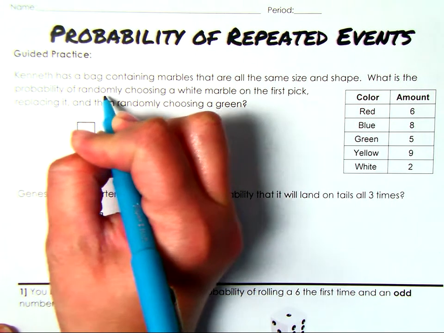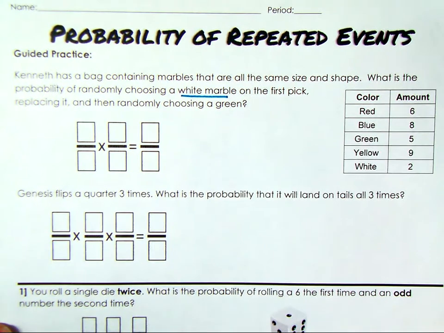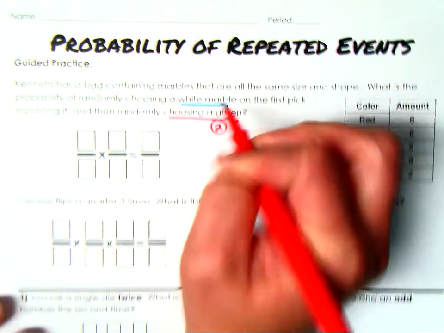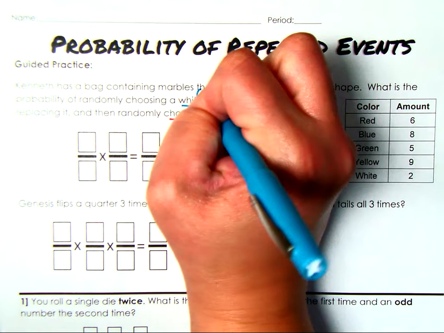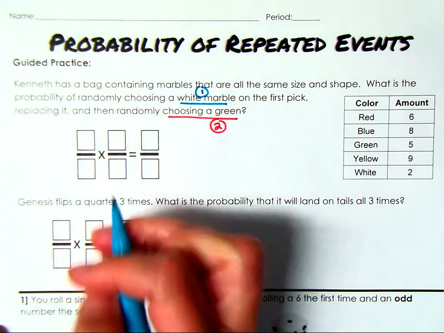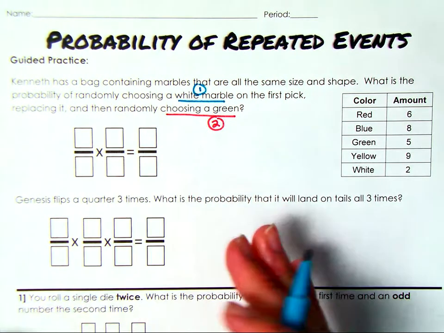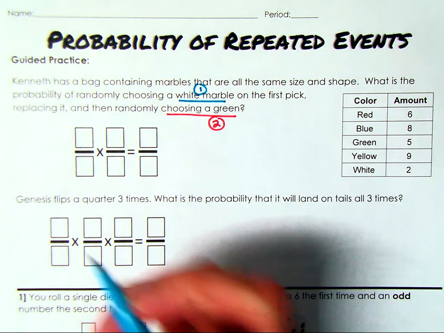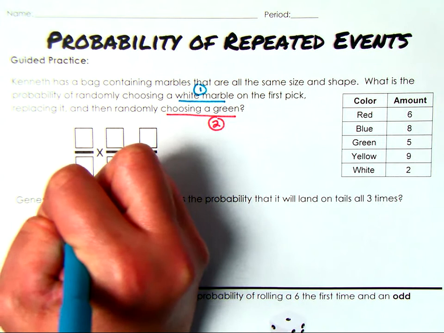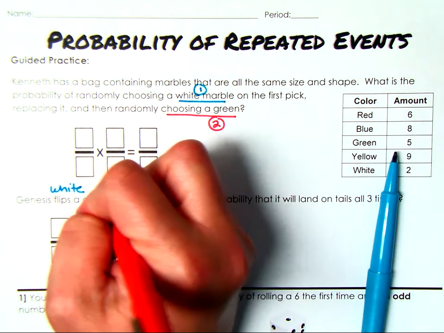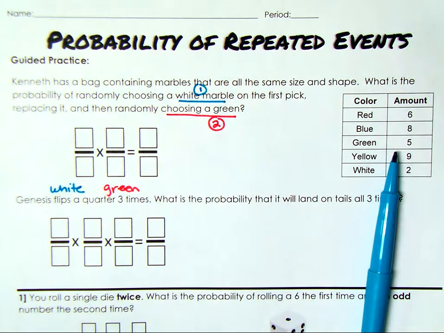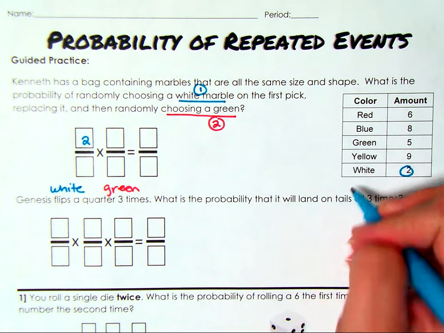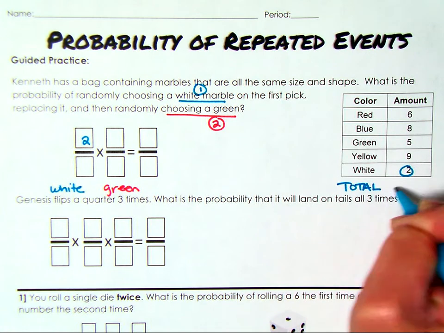What is the probability of choosing a white marble and then choosing a green? So this will be my second event, and this will be my first event. I would highly suggest labeling underneath these because eventually these aren't going to be there. If you get in the habit of practicing this, it'll help you out when those aren't there. So we're taking our first event, which is the white marble, and our second event, which is the green. We see that there are 2 white marbles out of, they didn't tell me the total, so we have to figure that out.